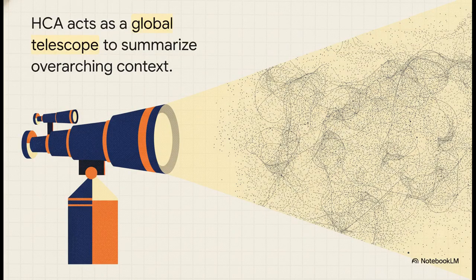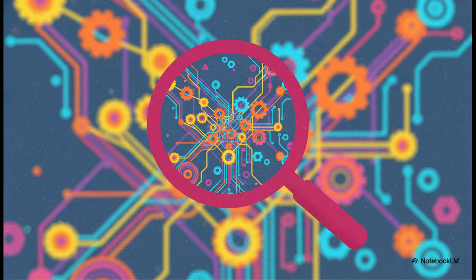Think of HCA like a telescope. In those early layers, the model isn't obsessing over the exact grammar of a single sentence. It's looking through a telescope, getting a fast, wide-angle view of the overarching themes and global structures across a sequence of millions of tokens. But then, right after using the telescope, the model switches to CSA.